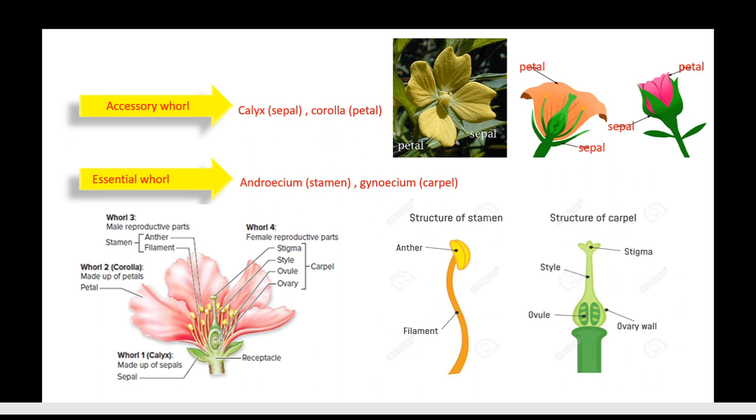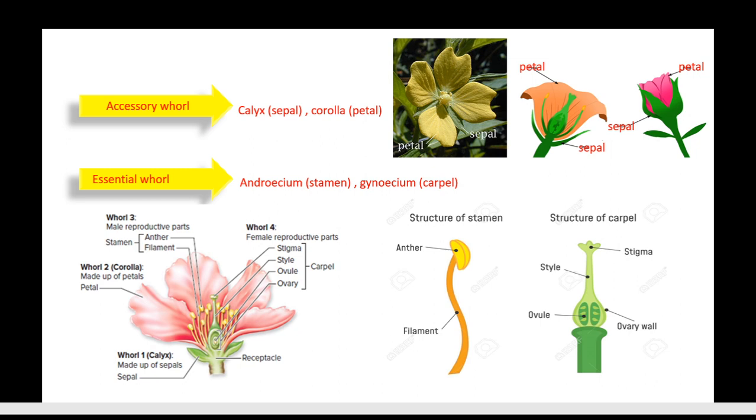Now write down the third question. How many floral whorls are there in a flower? Name only. Next question. What are the accessory parts in a flower? Write only names. Next question. What are the reproductive parts of a flower? Only write their names.